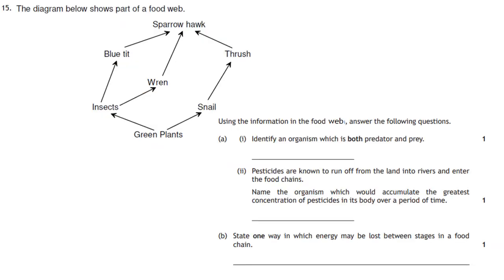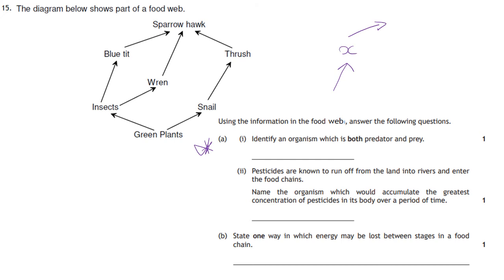Question 15. The diagram below shows part of a food web. Using information from the food web, answer the following questions. So first one here, Part 1, it says identify an organism which is both predator and prey. So what I've got to think here is it's eating something, but something is also eating it. So the green plants, they're being eaten. Okay, it's not predator or prey.